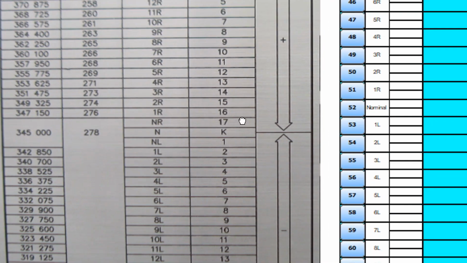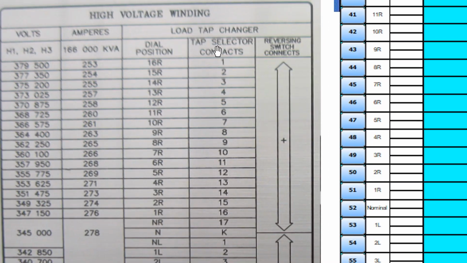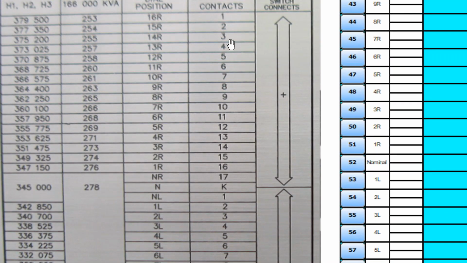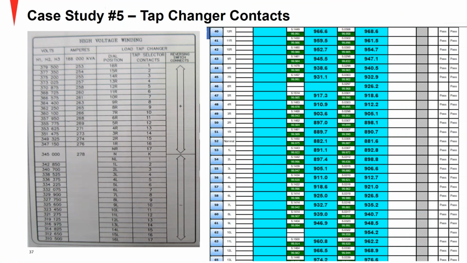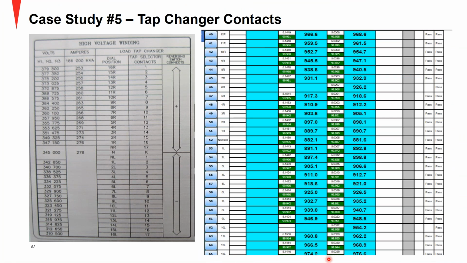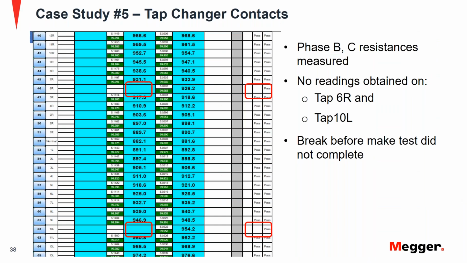And in addition to that, you also have your tap selector contacts that go from 1 through K as you go from 16 raise to neutral. And then of course you have your reversing switch connects. Also to the right hand side, you can see a report of the winding resistance measurements for the B phase and the C phase as we moved through the tap changer from the 12 raise position to the 13 lower position. And let's look at something that's interesting with this report.